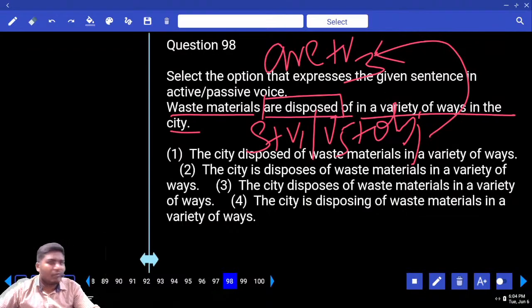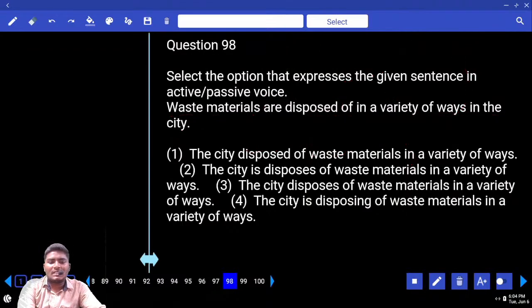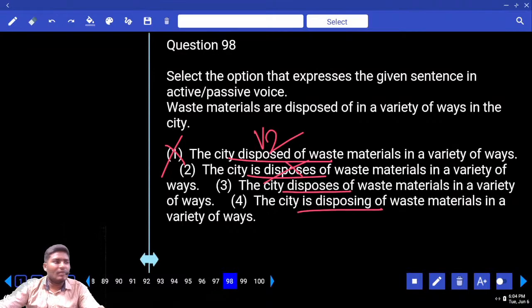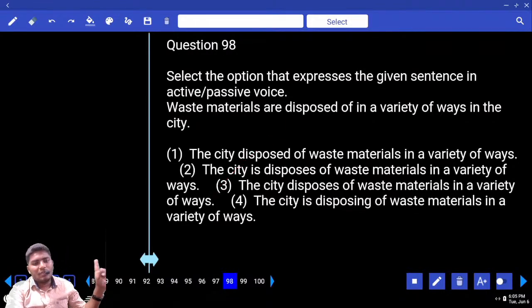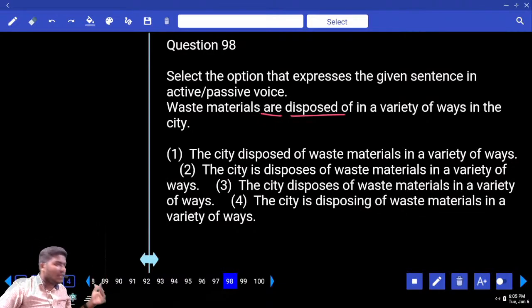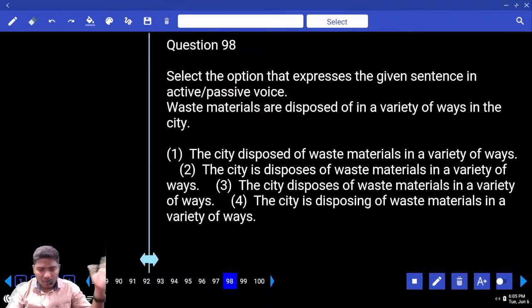We should know the structures. If not, we cannot do the answer. Look at the first one. The city disposed of. Disposed comes as V2, simple past. City is never followed by disposes. City disposes or the city is disposing. Which is your answer? City is disposing is present continuous. What must be your answer? Third one. How many of you got third one? Simplify the sentence. When sentence is very lengthy, we don't need the entire sentence. The only two parts that we need here are helping verb, main verb. That's it. If you catch these two, then you will get the answer. If you go with waste material, city, variety, and all, your mind is gone. You won't get the answer.